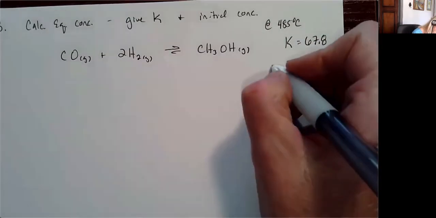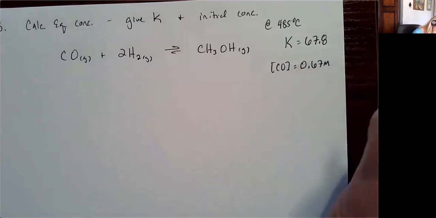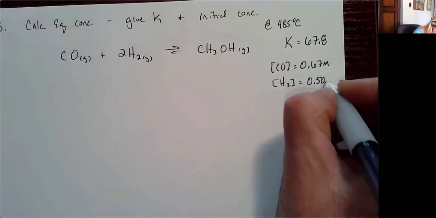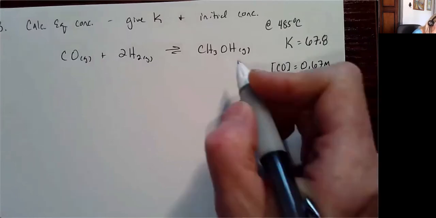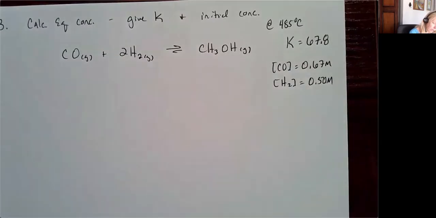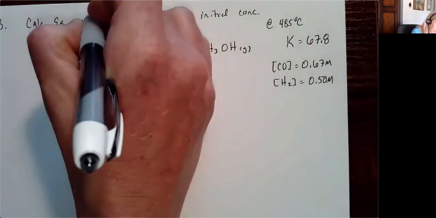67.8. My initial concentration of CO is 0.67 molarity. My initial concentration of hydrogen is 0.50 molarity. And I'm going to assume that I don't have an initial concentration of this. And I want to know what are my equilibrium concentrations. So I'm going to calculate my equilibrium concentrations.